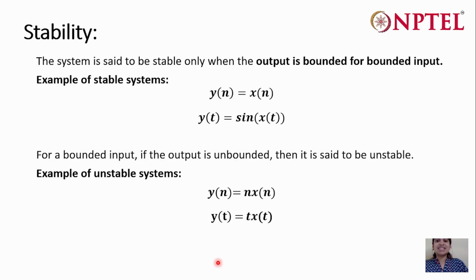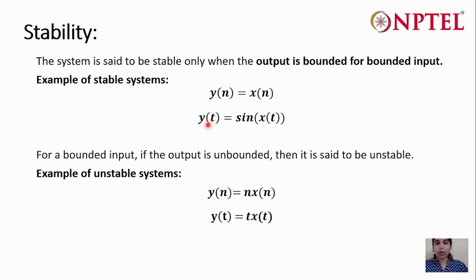The second thing is stability. When is a system said to be a stable system? Only when the output is bounded for bounded input. So when your input is bounded, the output must also be bounded for a stable system. What is meant by that? For example, if y of n is equal to x of n, and x of n is less than infinity, y of n is also going to be less than infinity.